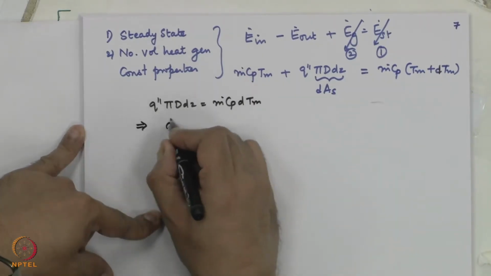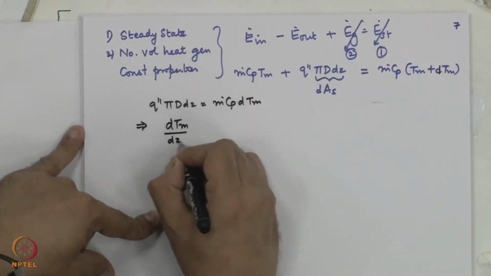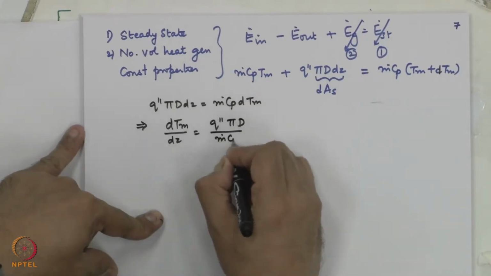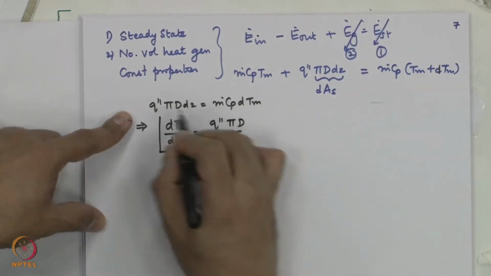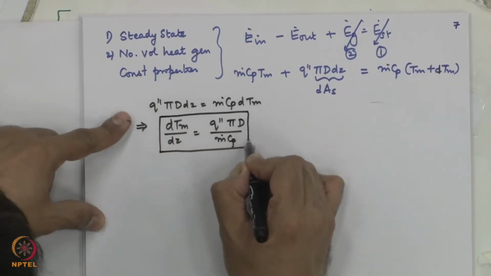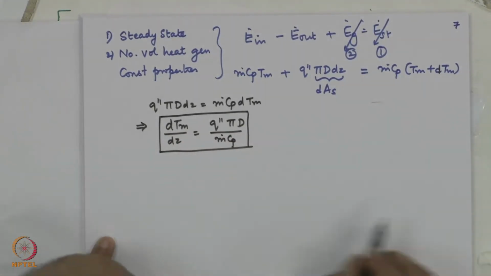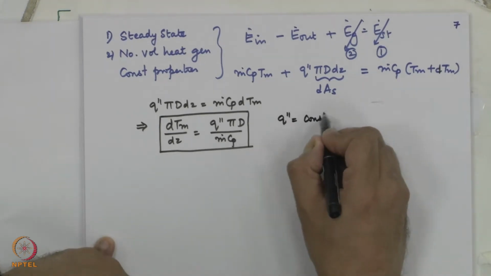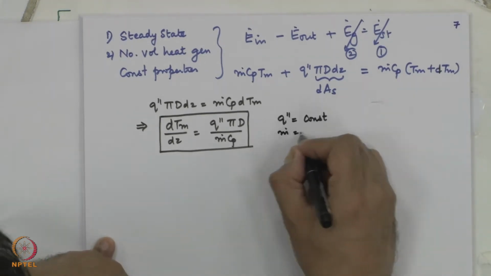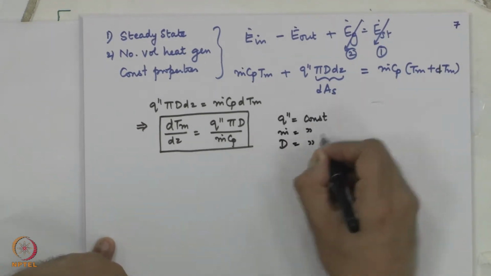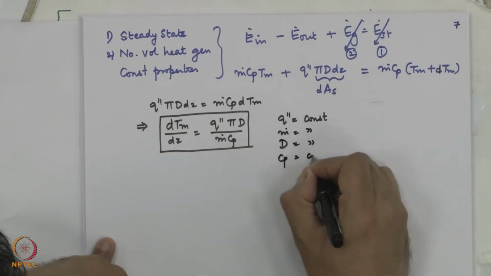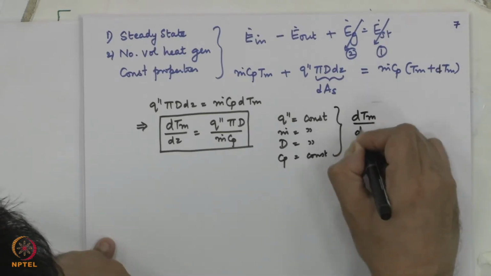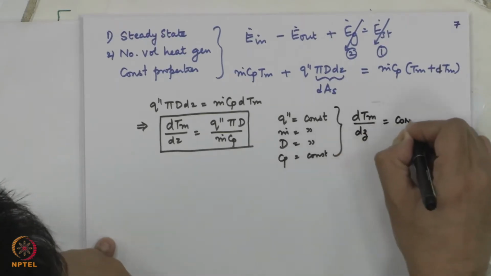In other words, dTm by dz is equal to q double prime pi d by m dot Cp. This is a favorite equation, very useful, gives you a lot of things. What is this? Q double prime, constant. Pi is a constant, m dot is a constant, d is a constant, Cp is a constant. That means what? dTm by dz is equal to constant.